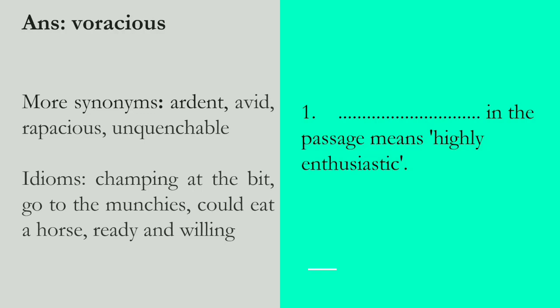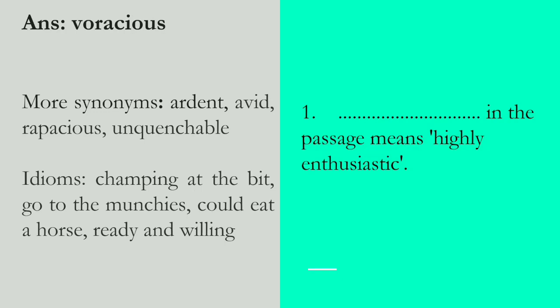Now we look into more synonyms. Synonyms of highly enthusiastic or voracious: ardent, avid, rapacious, unquenchable. And of course you might have heard, that person is an avid reader, that person has an unquenchable thirst for knowledge, etc. You might have come across all these words in many of your passages or reading. And now idioms: champing at the bit, go to the munchies, could eat a horse, ready and willing, etc. Okay, so hope the first question is clear.